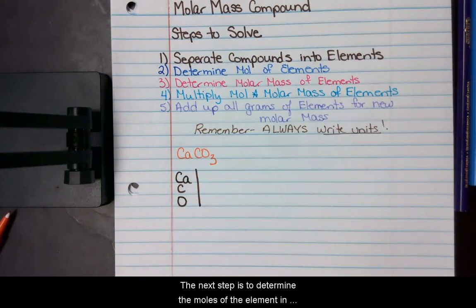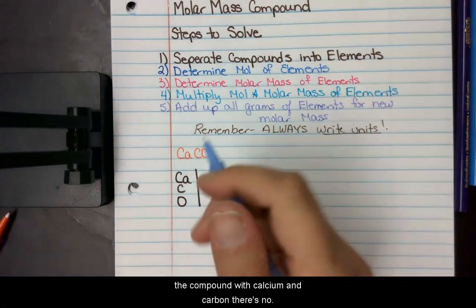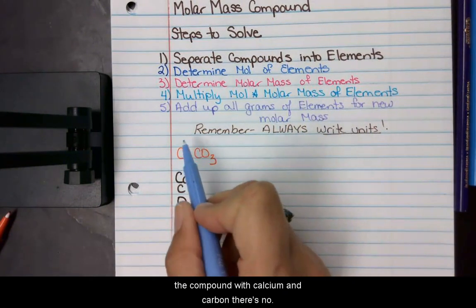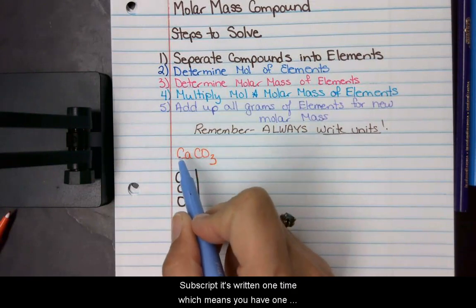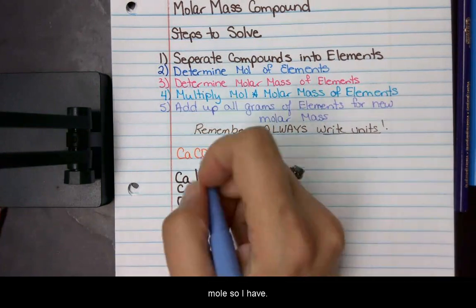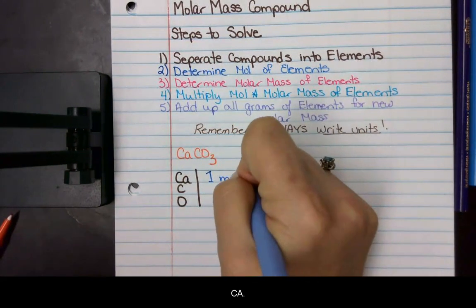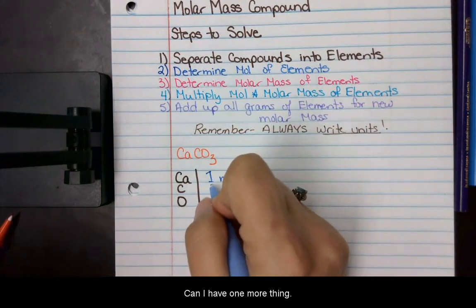The next step is to determine the moles of the elements in the compound. Now, with calcium and carbon, there's no subscript. It's written one time, which means you have 1 mole. So I have 1 mole Ca, and I have 1 mole C.